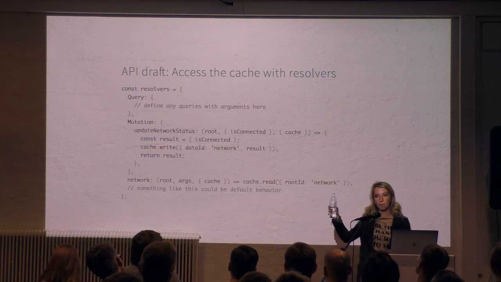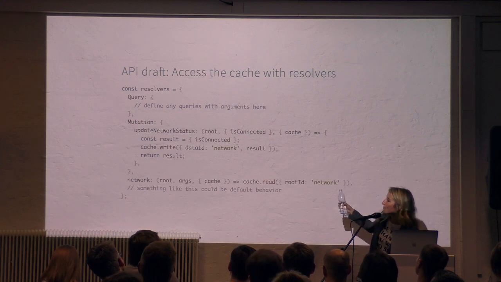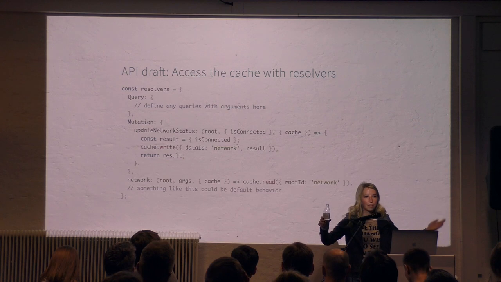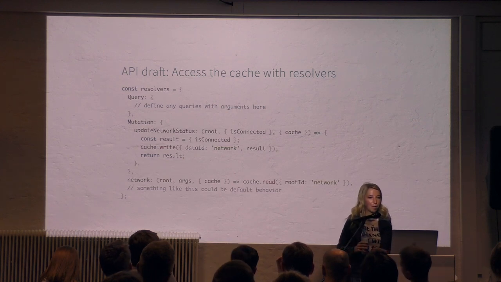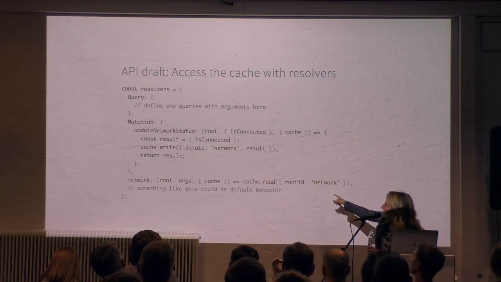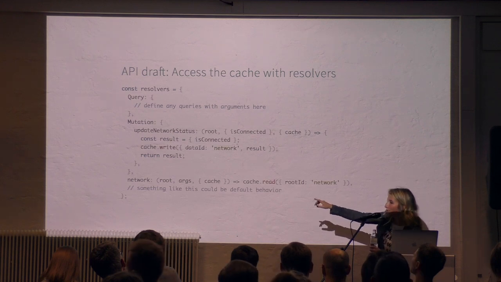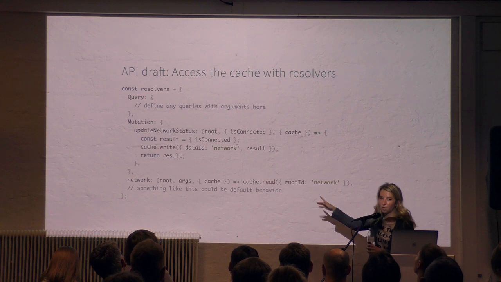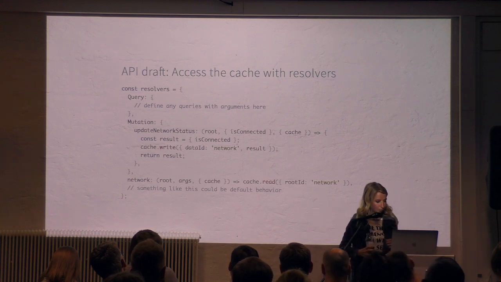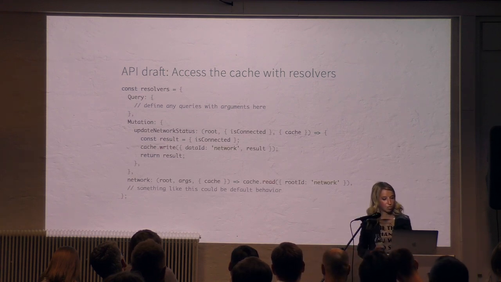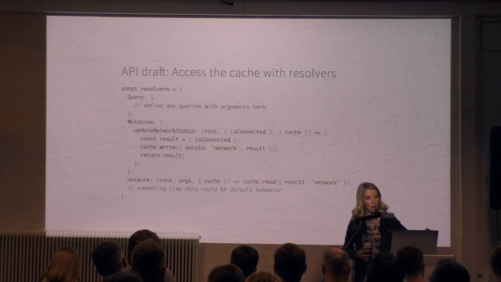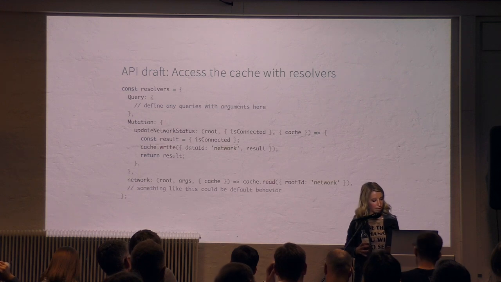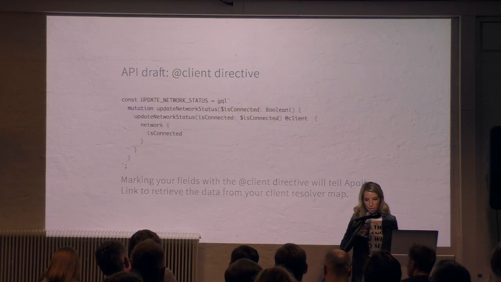And then from this direct cache access, we can call a write, we can read. This still isn't completely fully baked yet, but we're thinking of maybe doing some sort of default, like you would say here, so you don't have to write custom resolvers for every client-side field. It would do this default for you. I think that would be cool. And the other thing that's really cool too is you can return the result, and then you can specify the fields that you want to get back from the mutation, and then you can use them in your components.